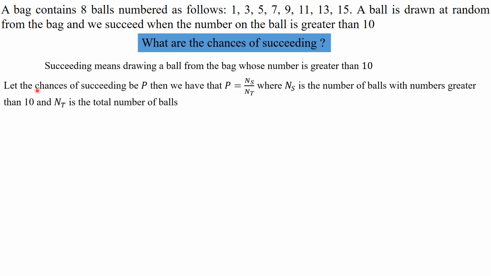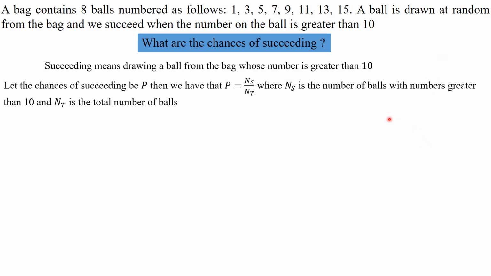So maybe we can let the chances of succeeding be p. Then we are actually looking for the probability. So p will be equal to what? Ns divided by nt, where ns is the number of balls with numbers greater than 10, and nt is the total number of balls. We know probability is the number of favorable outcomes divided by the total number of outcomes.